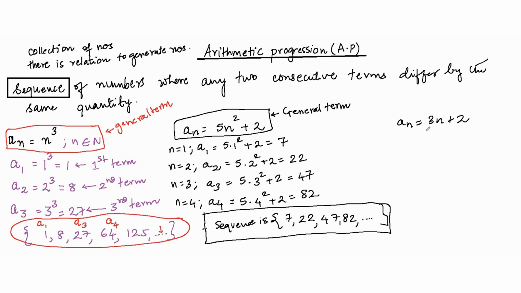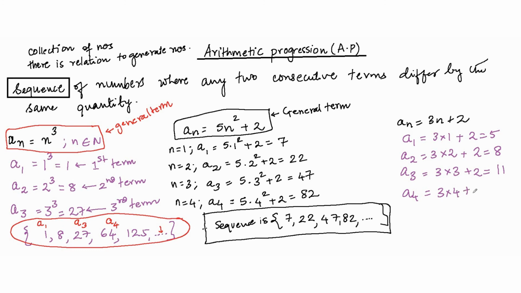So now let's take a look at this particular sequence, the third example. An is 3n plus 2. So let us go ahead and find the different terms. So a1 is going to be 3 into 1 plus 2, that's 5. a2 is going to be 3 into 2 plus 2, that's 6 plus 2 is 8. a3 is going to be 3 into 3 plus 2, that's 9 plus 2 is 11. a4 is going to be 3 into 4 plus 2, that's 12 plus 2, that is 14.